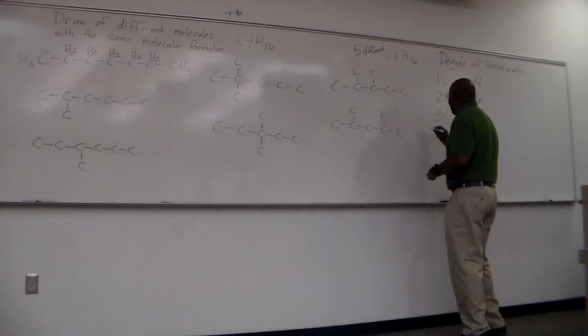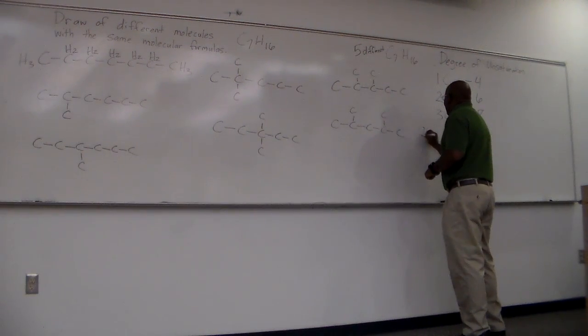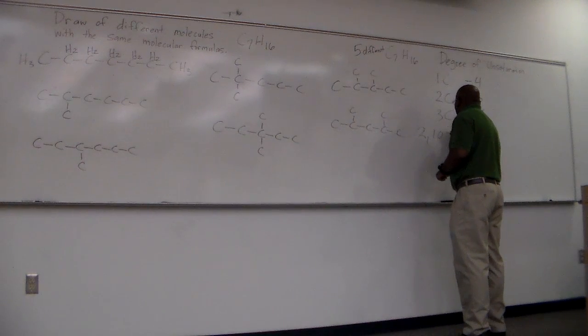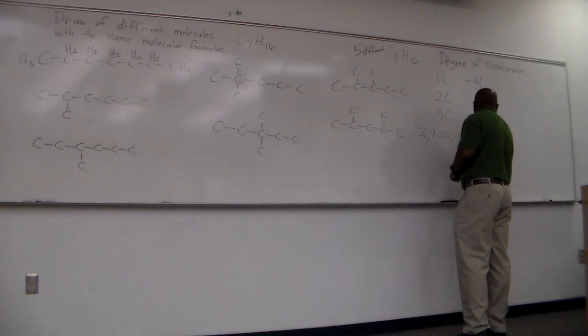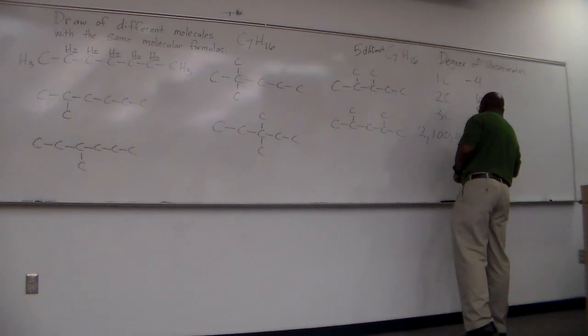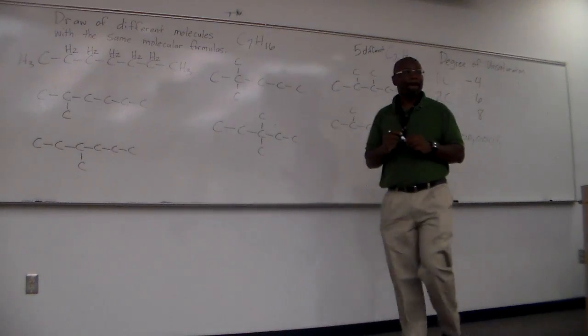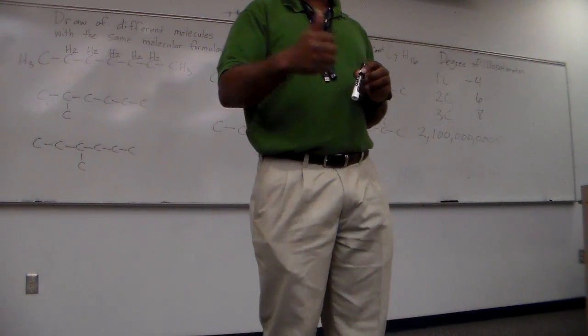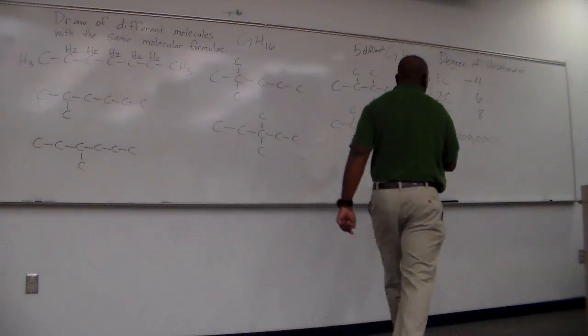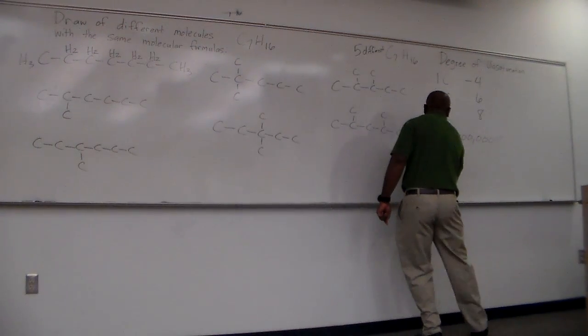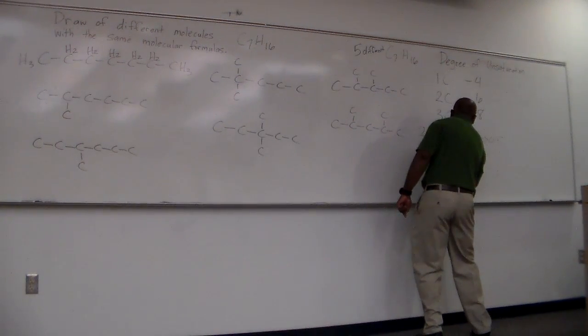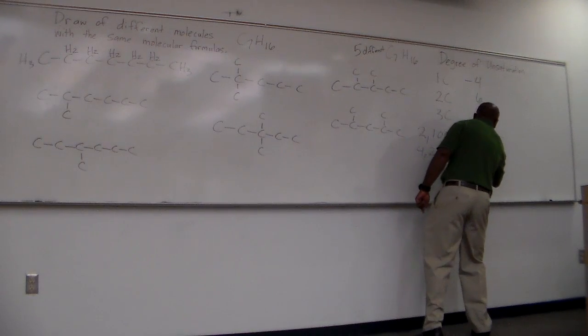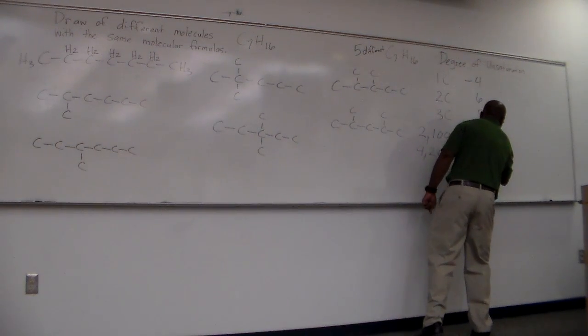But what if I ask you, if I have 2 billion 100 million carbon atoms? 4,200,000,000 plus 2. The answer would be 4,200,000,002 hydrogens.